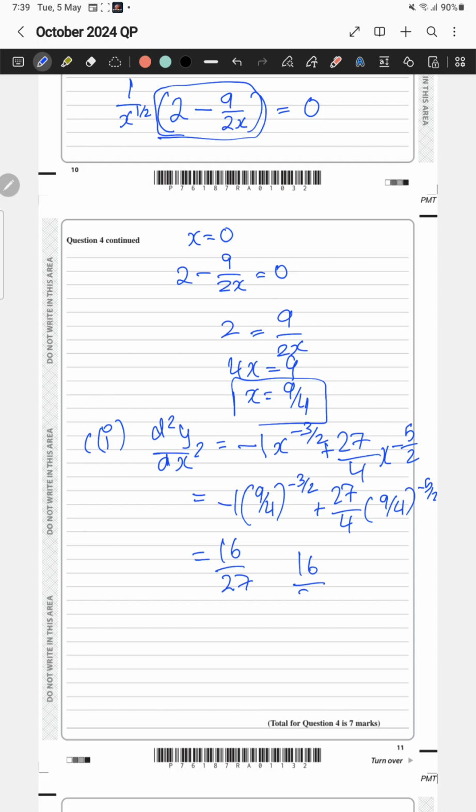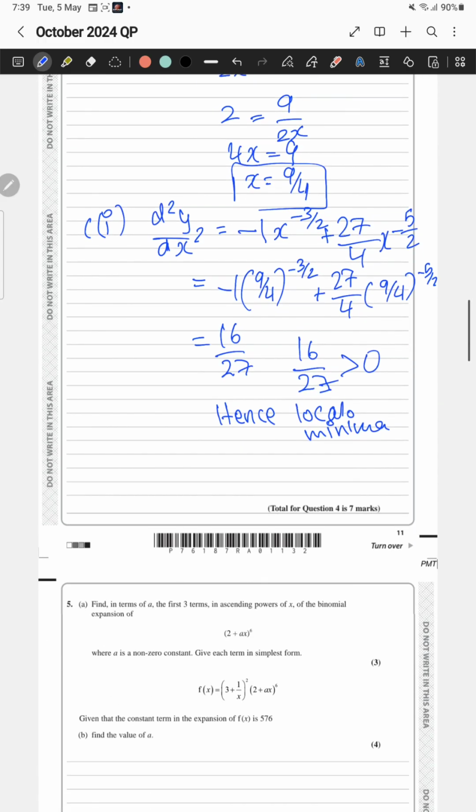Now 16 over 27 is greater than 0. Hence, it is going to be local minima, or local minimum point.